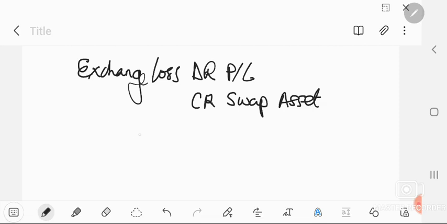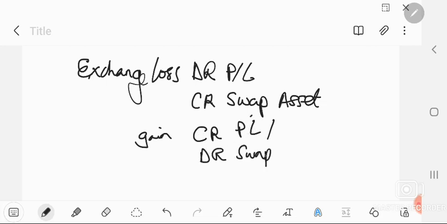So if we say debit the swap asset, you'll be increasing this asset that you have in that dollar amount. Then if it's an exchange gain, go and what? Credit the income statement or P&L. Then debit the swap assets, and that's it. Basically, that's what you'll be doing through and through for these demonstrations.